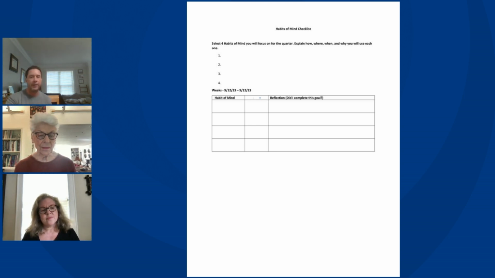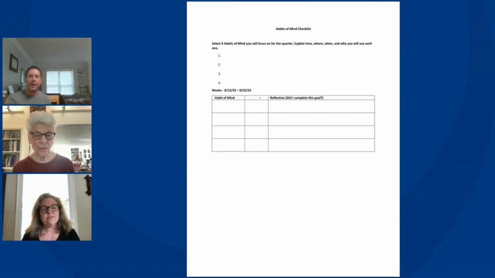So on this checklist, what students do is they select 4 habits of mind that they're going to work with on their own throughout the year. And what they do is they list them. So there's 4 of them, and they put how, where, when, and why they use them, if that makes sense. Okay.